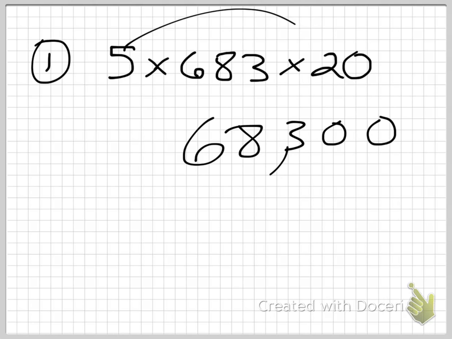68,300. Should have multiplied this first. Right? All right.